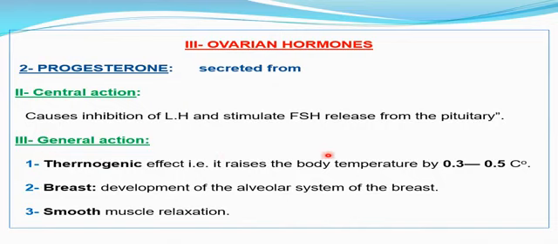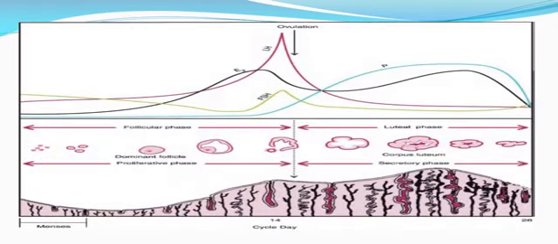On the breast, it causes more and more development of the alveolar system together with estrogen. Both are responsible for development of the breast and enlargement at puberty. And on smooth muscles of the body, it causes relaxation. Remember, these are the changes occurring in hormones during the reproductive years.